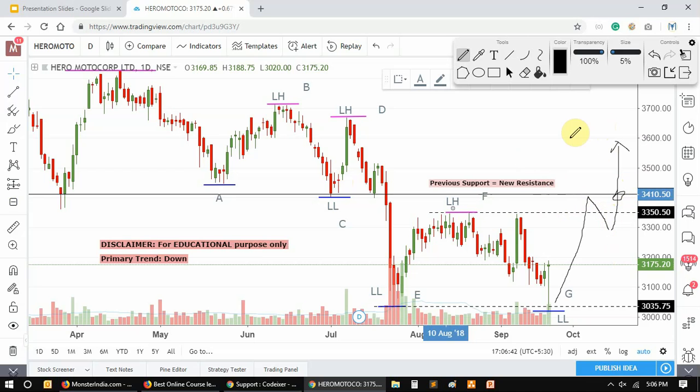For the structure, people who want to look at the structure will say the stock is still in the downtrend, because this is my lower low, then this was the second low, this is the third low, and this is the fourth low. So the stock is as of today still in a downtrend from the structure perspective, but the day this stock breaks this high here at 3350, on that particular day we can say that this stock has moved into an uptrend.